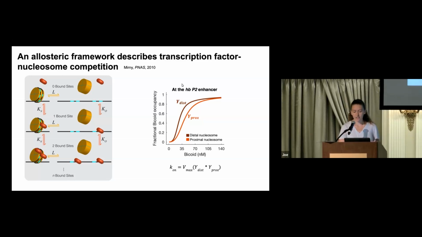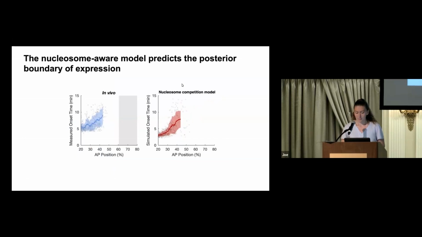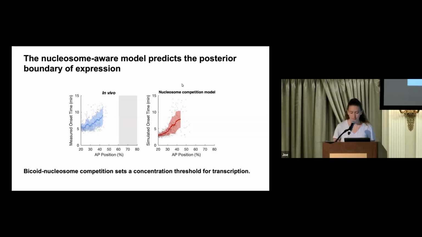And in order to predict the fractional Bicoid occupancy at all the sites occluded by the distal nucleosome as well as the proximal nucleosome, I then related k on to the product between these fractional occupancies at the distal and proximal nucleosomes. With this definition, the model can now simulate a posterior boundary of expression, predict the boundary accurately, and appropriately predict the onset times at the posterior of the expression domain. So Bicoid-nucleosome competition seems to be setting a concentration threshold for transcription.